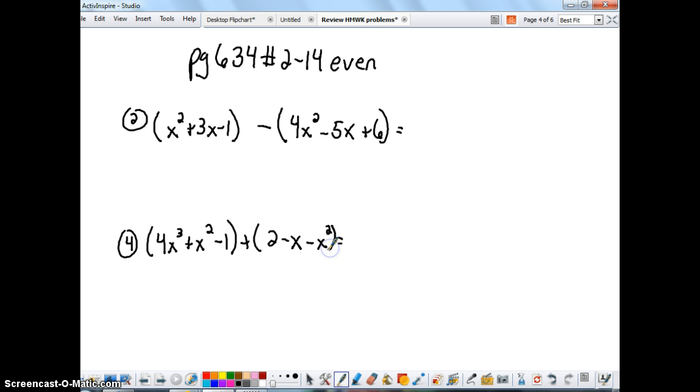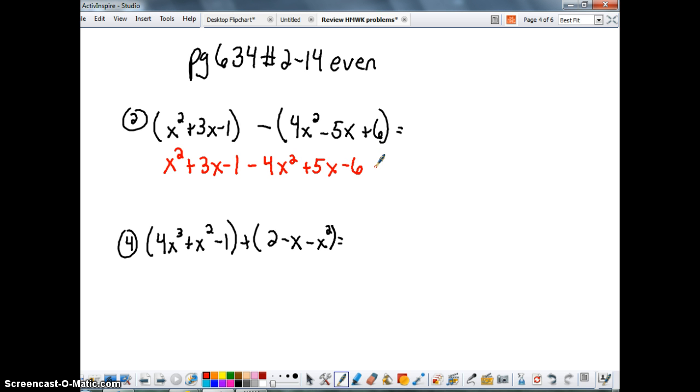Numbers 2 and 4 here. Number 2 is a subtraction, number 4 is an addition. So when I do these, I have to make sure I'm combining together the like terms correctly, and I also have to account for, especially in number 2, this minus sign. So the negative sign I have to distribute to everything in the second set of parentheses, not the first one. First one I can just rewrite: x squared plus 3x minus 1. Distribute the negative in the second one: minus 4x squared plus 5x minus 6.